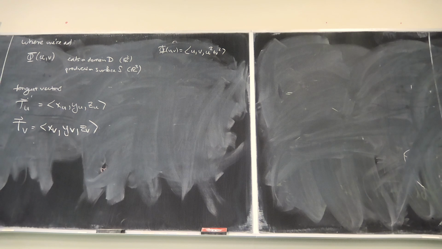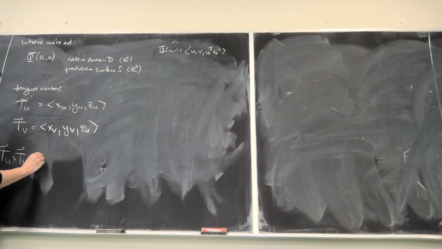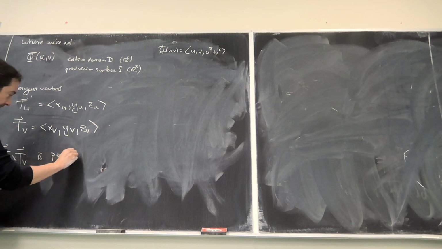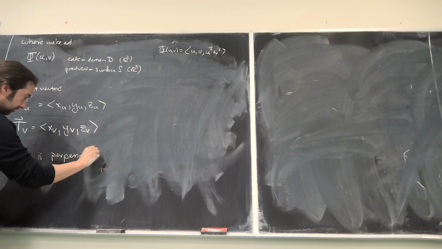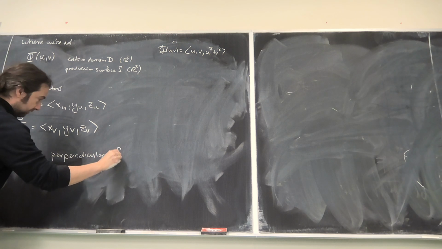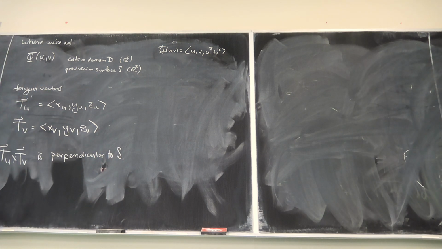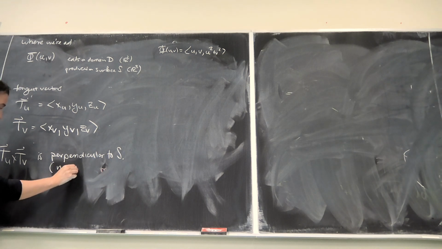And then we'd also noted that Tu cross Tv is perpendicular to S. So the other word that's used for perpendicular here is normal. It's a normal vector.